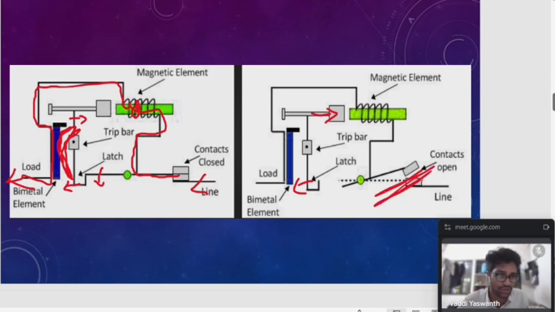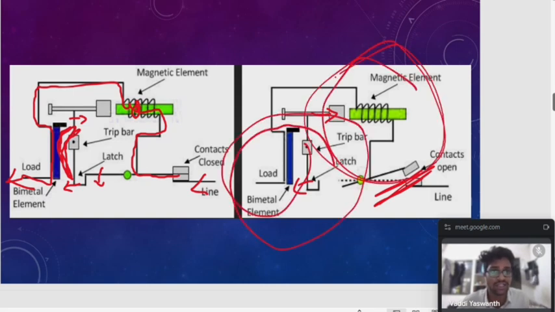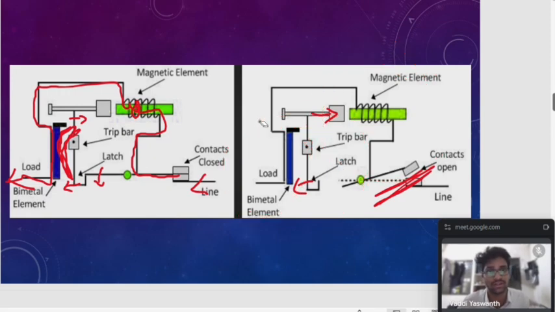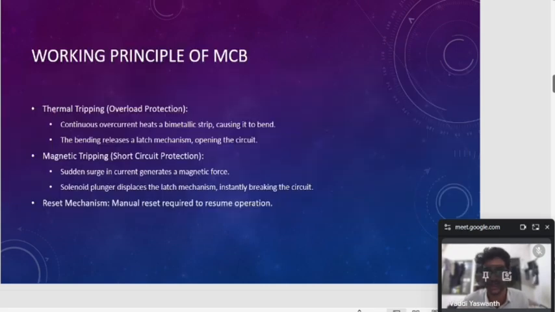The closed circuit will turn to an open circuit. This is one type of mechanism, and this is another type of mechanism. Both are thermal tripping and magnetic tripping. Thermal tripping is for overload protection, and magnetic tripping also handles overload. But if there is a short circuit, to protect against that, this is used.